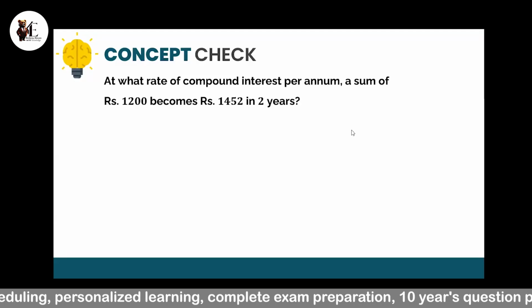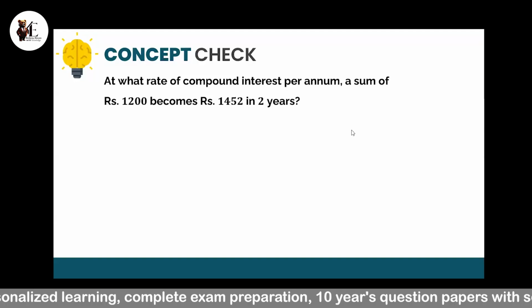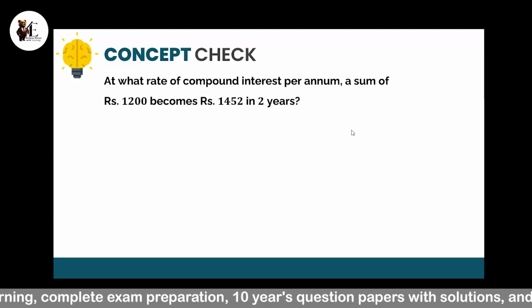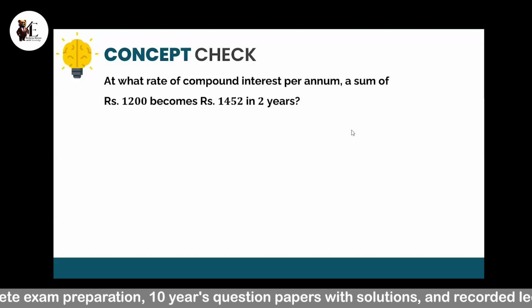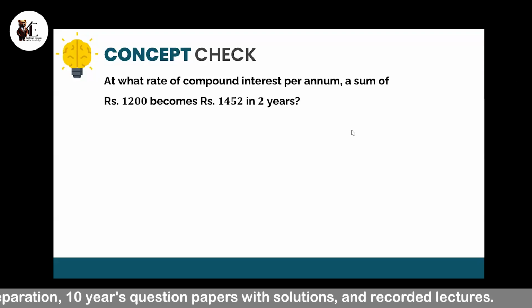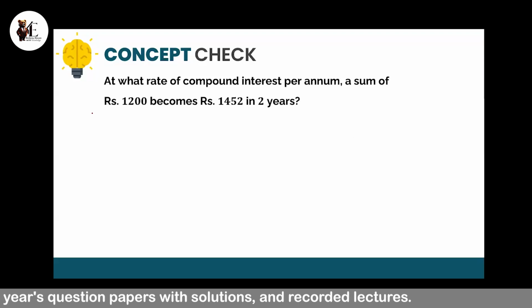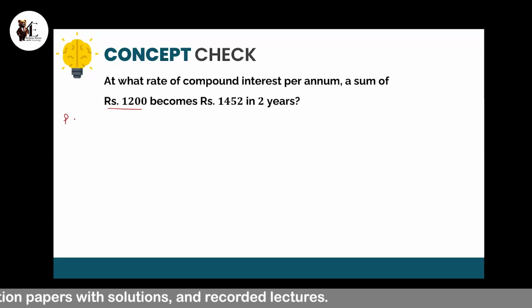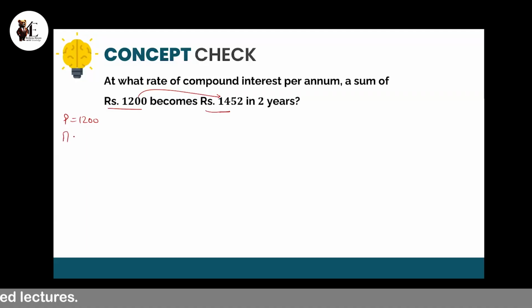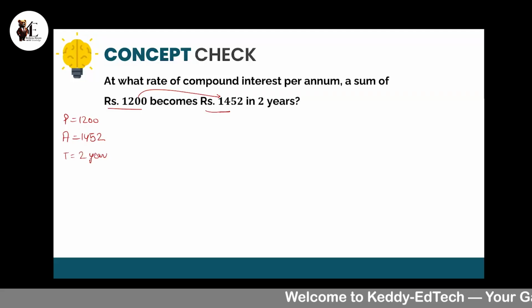Sir, I'm stuck. Okay, no issues. So firstly, I'm writing what is given. Value of the principal is given as 1200, and this is the amount because now the principal has become this. So this is the value of the amount, that is 1452, and the time period is given as 2 years, and we have to calculate the rate.